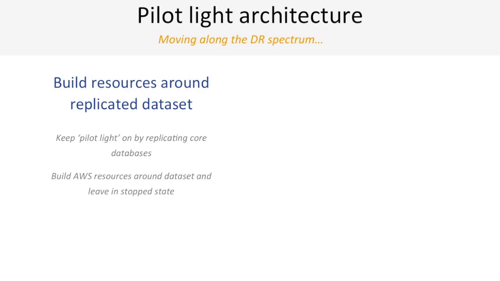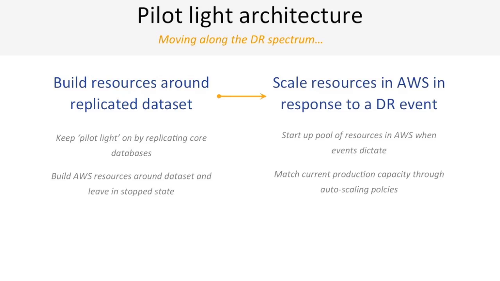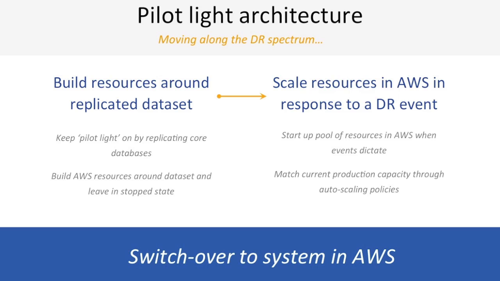That's the only thing that will be running in your cloud. And when you need to, you can then scale up the resources around that data set to bring up application servers that will be interfacing with that secondary Pilotlight set of data. You can match your current production system scale with resources in AWS through auto-scaling policies, for example. Invoke a scale up and go from 0 servers to 10 to handle a particular load. So ultimately it's about switching over to a system in AWS where the core data you need to run has been kept alive and kept synchronized.